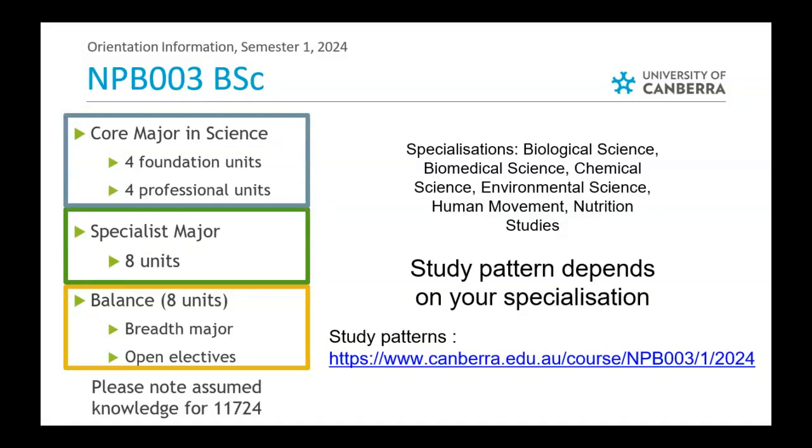And just to reiterate, 11724 is still part of the core science major. So it's chemical concepts. If you're doing that, think about taking Chem Foundations if you're not confident at that year 12 level.